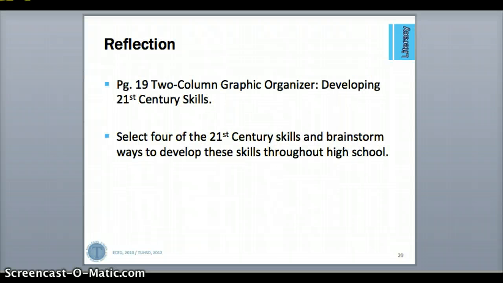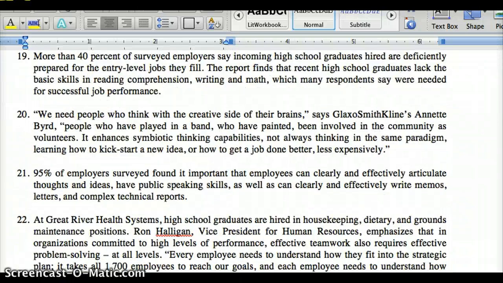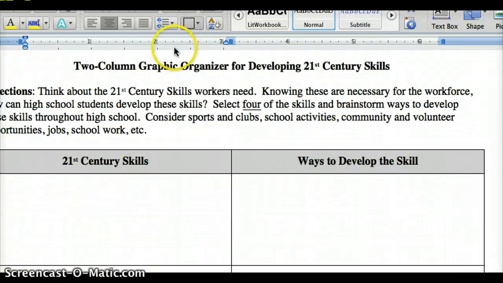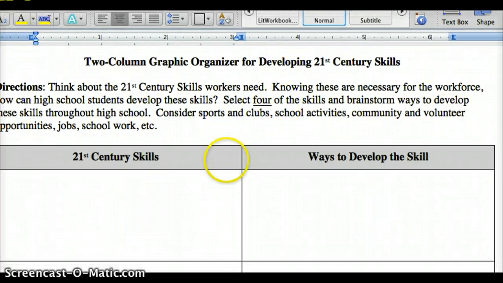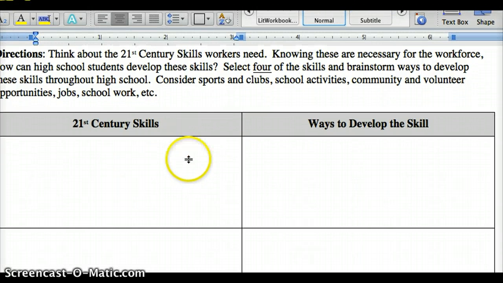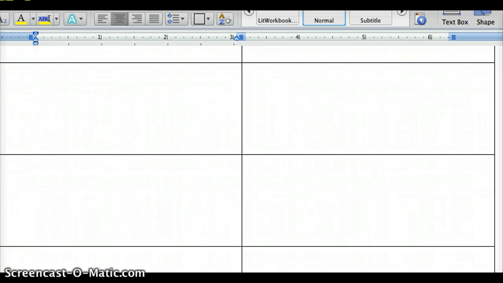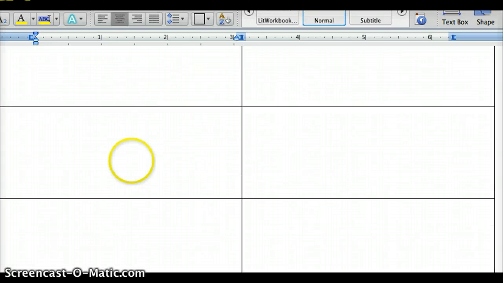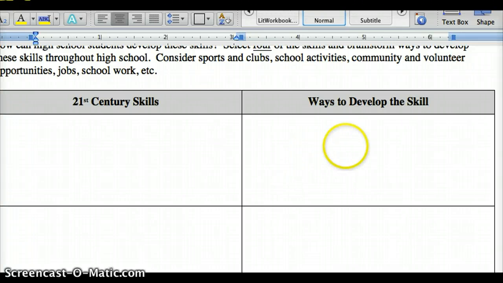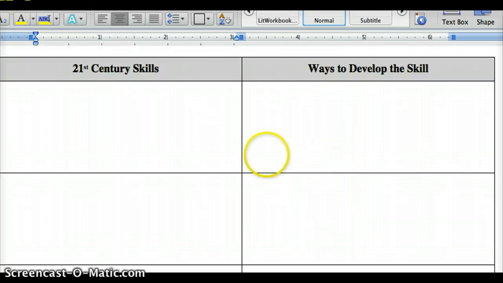After that's complete, you're going to have students take out this paper, which is the 2-column graphic organizer for developing 21st century skills. So what they need to do is pick 4 21st century skills and place them right here on this side, and then determine ways to develop the skills. So if they selected leadership, they could join junior ROTC, or they could become the captain of the soccer team, whatever they decide to do.